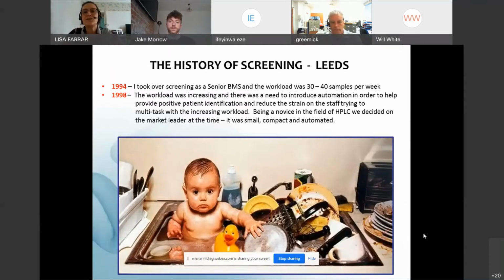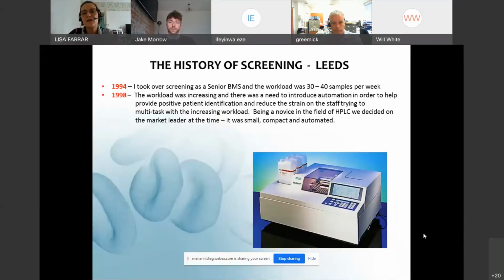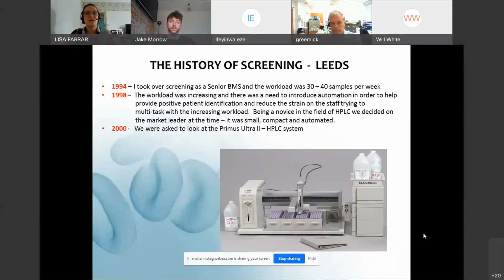We were relatively new and a novice to the field of HPLC, and we decided at the time on the market leader. It was small, it was compact, and it was automated, so hopefully it did what we wanted it to do. But in 2000, we were asked to look at the Primus Ultra system, HPLC system. And this was because it was being utilised on one of the other Leeds sites to perform HbA1c monitoring.